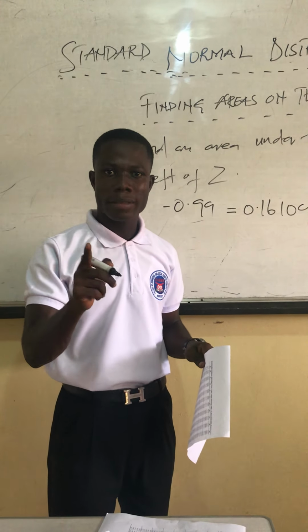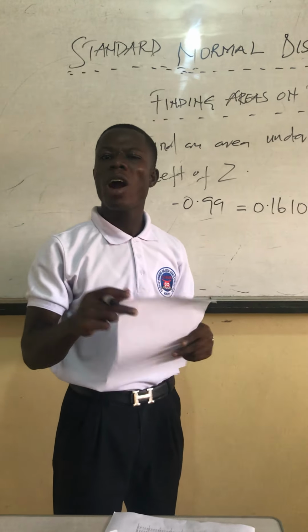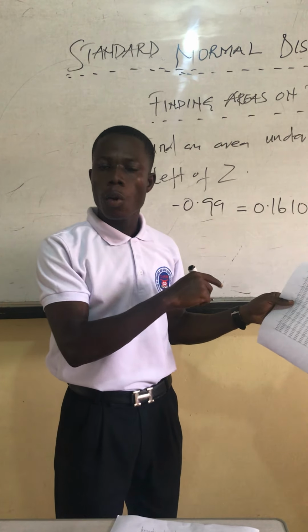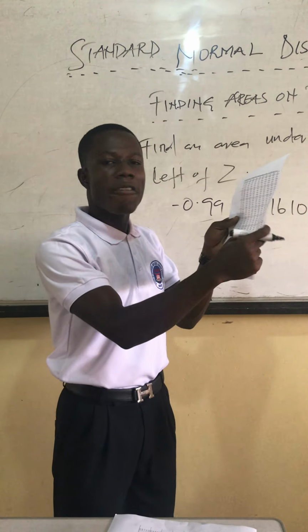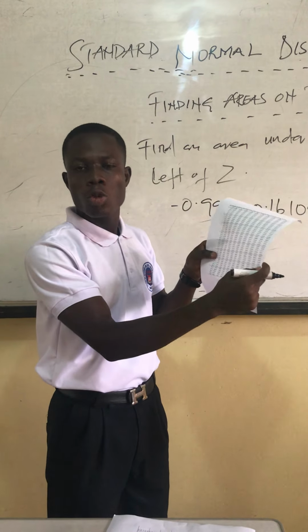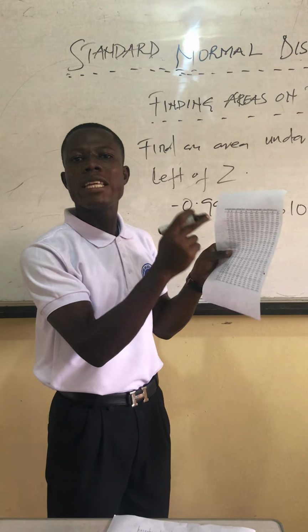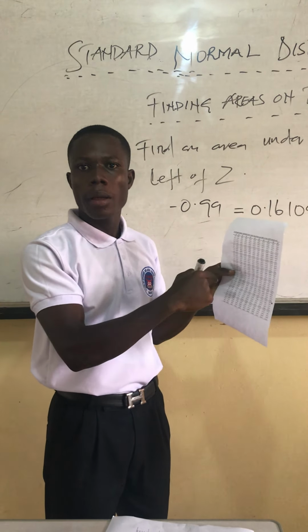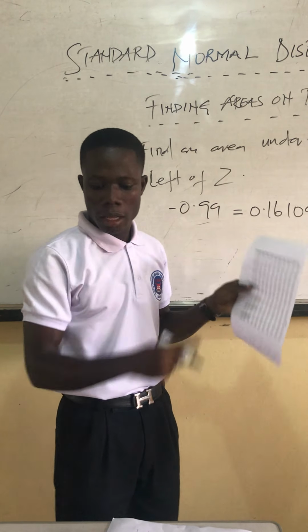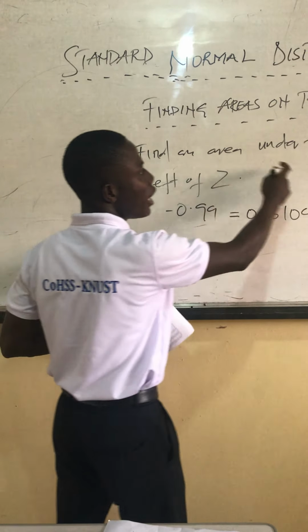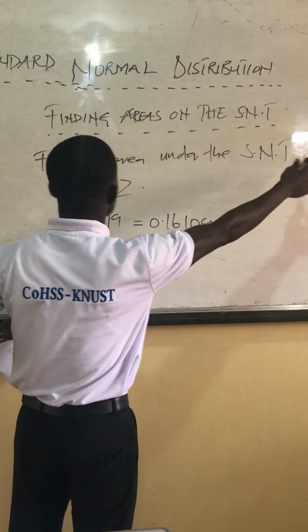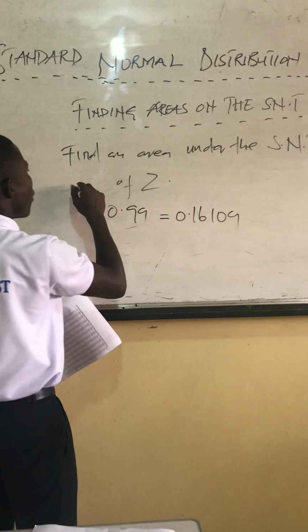But when you are asked to find an area on the right of z, the area you find here is not your final answer. To get your final answer, you would have to deduct that area from 1 before you can get your final answer. So assume you are asked to find an area under the standard normal table to the left or to the right of z.